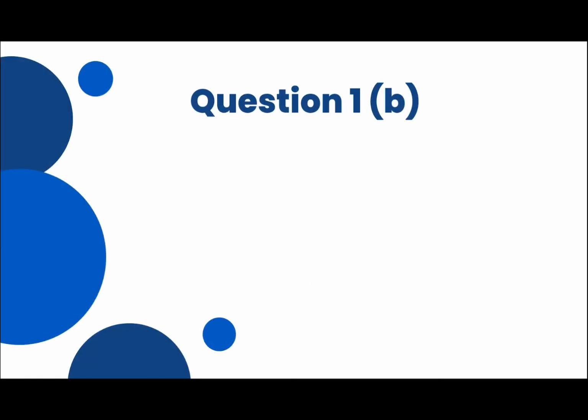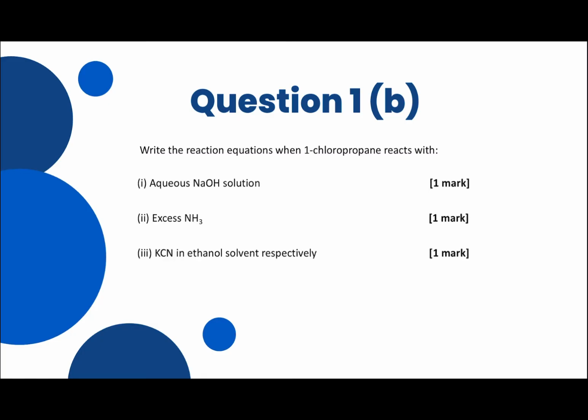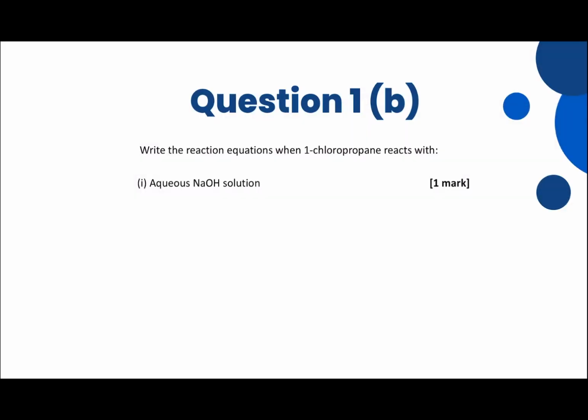Next, question 1b. You have to write the reaction equations when 1-chloropropane reacts with these 3 reagents. So we have 3 of them. Each equation you will get 1 mark. So the first question, 1 Roman, you have to write the reaction, draw the structure for this haloalkane first.